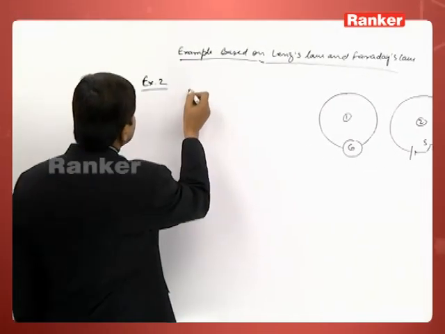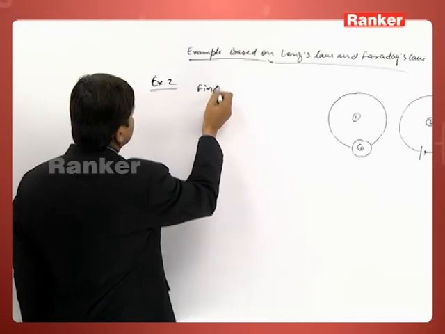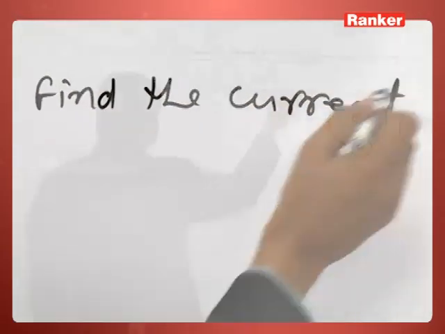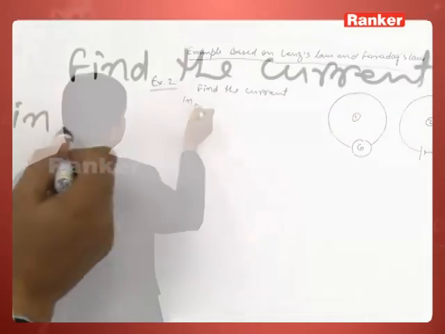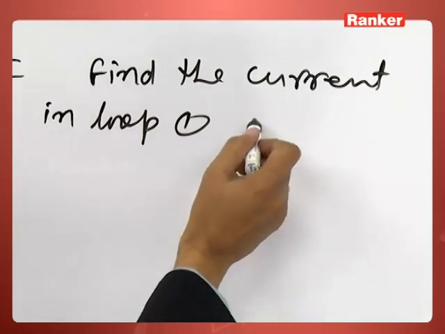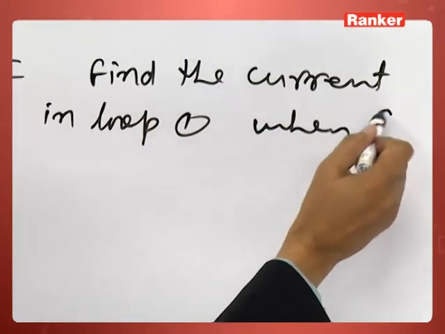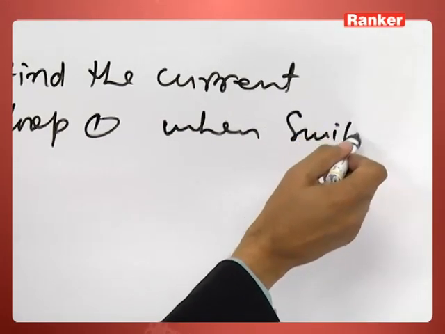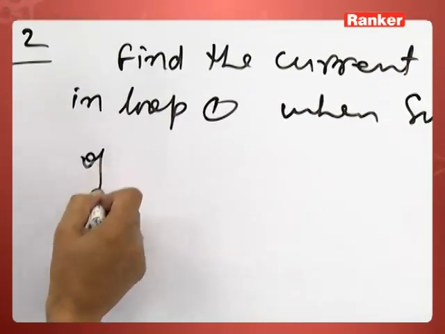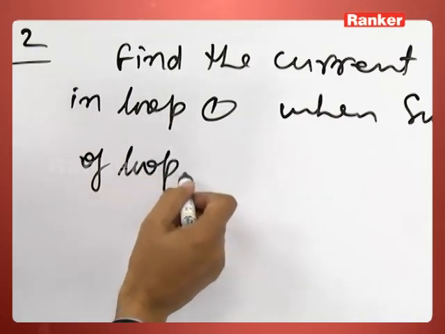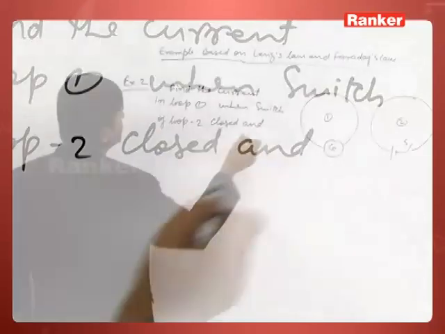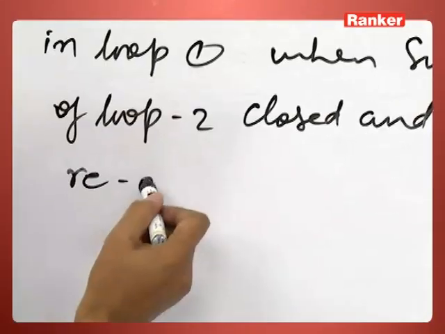So the question is: find the current in loop 1 when the switch of loop 2 is closed and reopened.